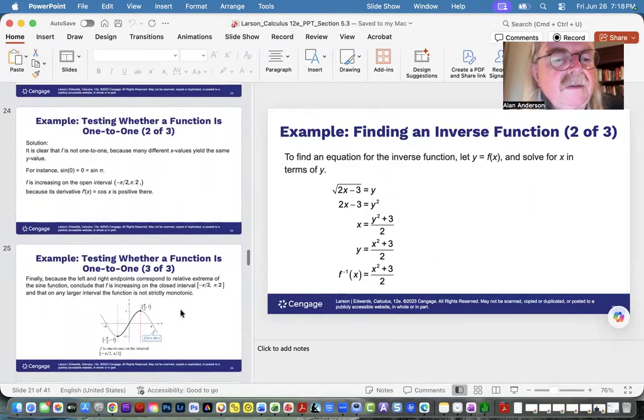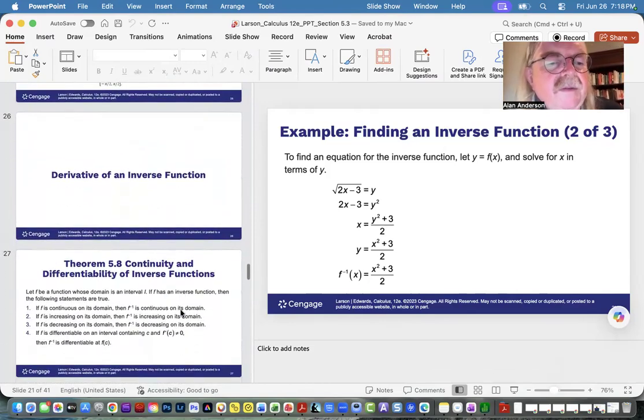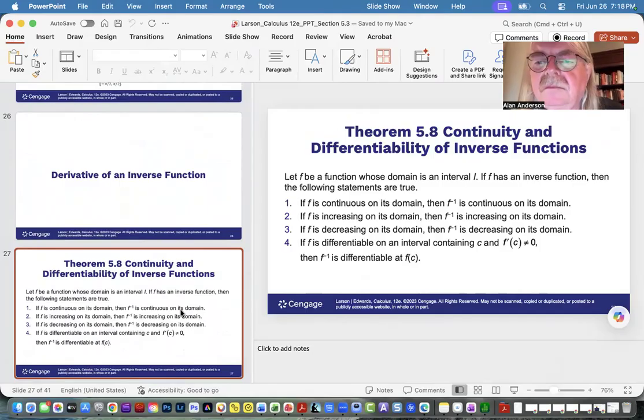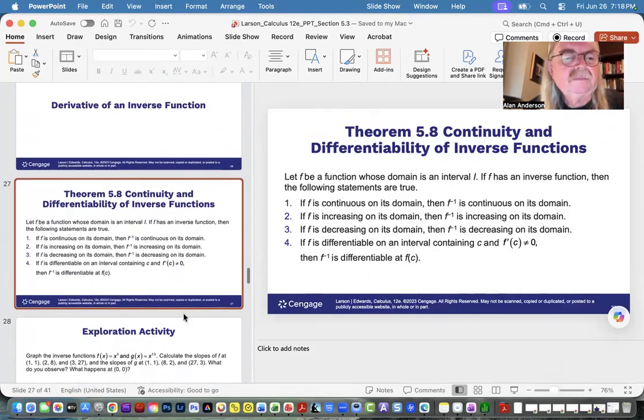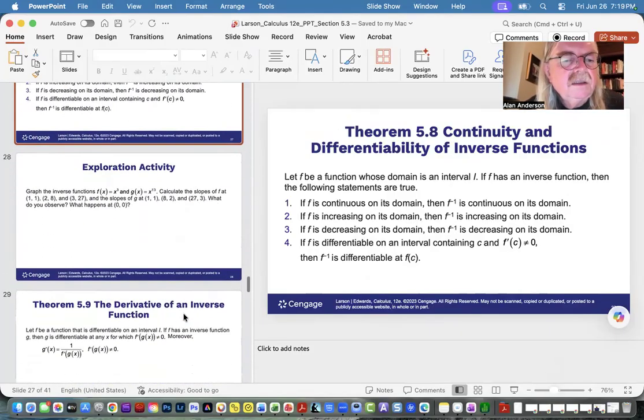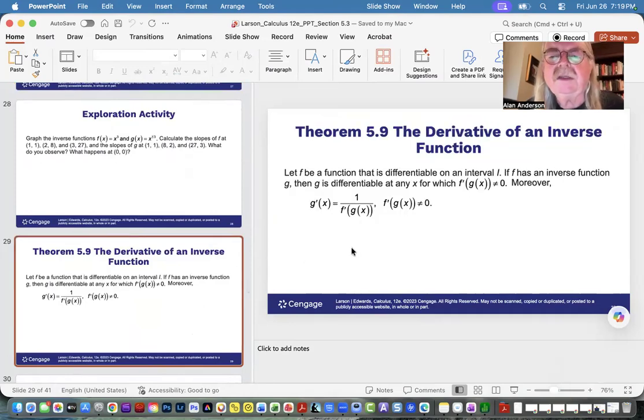So what else should we do here? Oh, derivatives. So here they're just telling us that if f is continuous over its domain, so is its inverse. If f is increasing on its domain, then so is its inverse. If f is decreasing on its domain, so is the inverse. If f is differentiable on that interval containing c, and the tangent is not horizontal, then f inverse is also differentiable at that point. So here we go. Now here's a formula that could come in very handy.